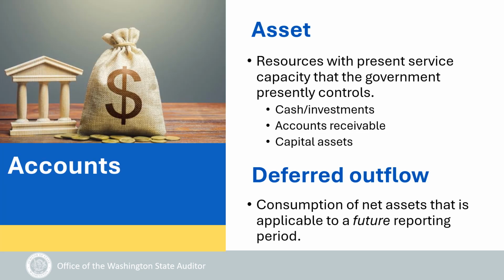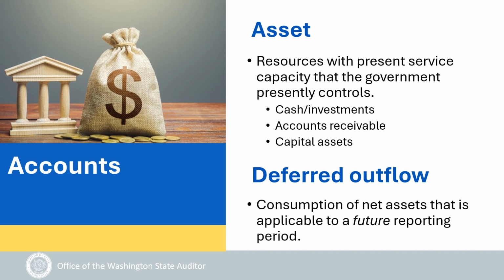Starting with assets. Assets are resources with 2 characteristics. 1, they have present service capacity, and 2, the government controls it. Present service capacity means that the asset can be used to provide services or enable the government to fulfill its mission. Control means the government can utilize the asset and determine the nature and manner of its use.